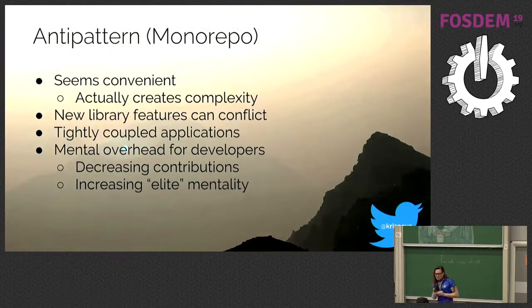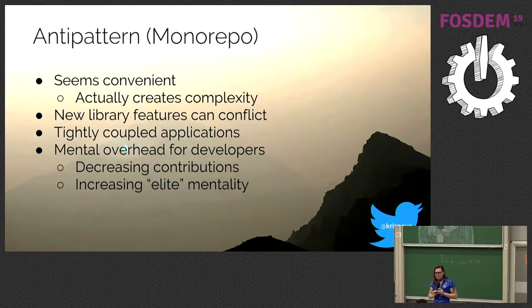So it's a monorepo. So it seems convenient. When we started out, it was like we're all working in one place. We're all building code that we want to use. It's actually easier for us to compile this because we don't have to deal with any of the vendoring concerns because everybody loves vendoring in Go. And it actually turned out to be way more complex as the project grew over time and as we got more and more contributors to the project.